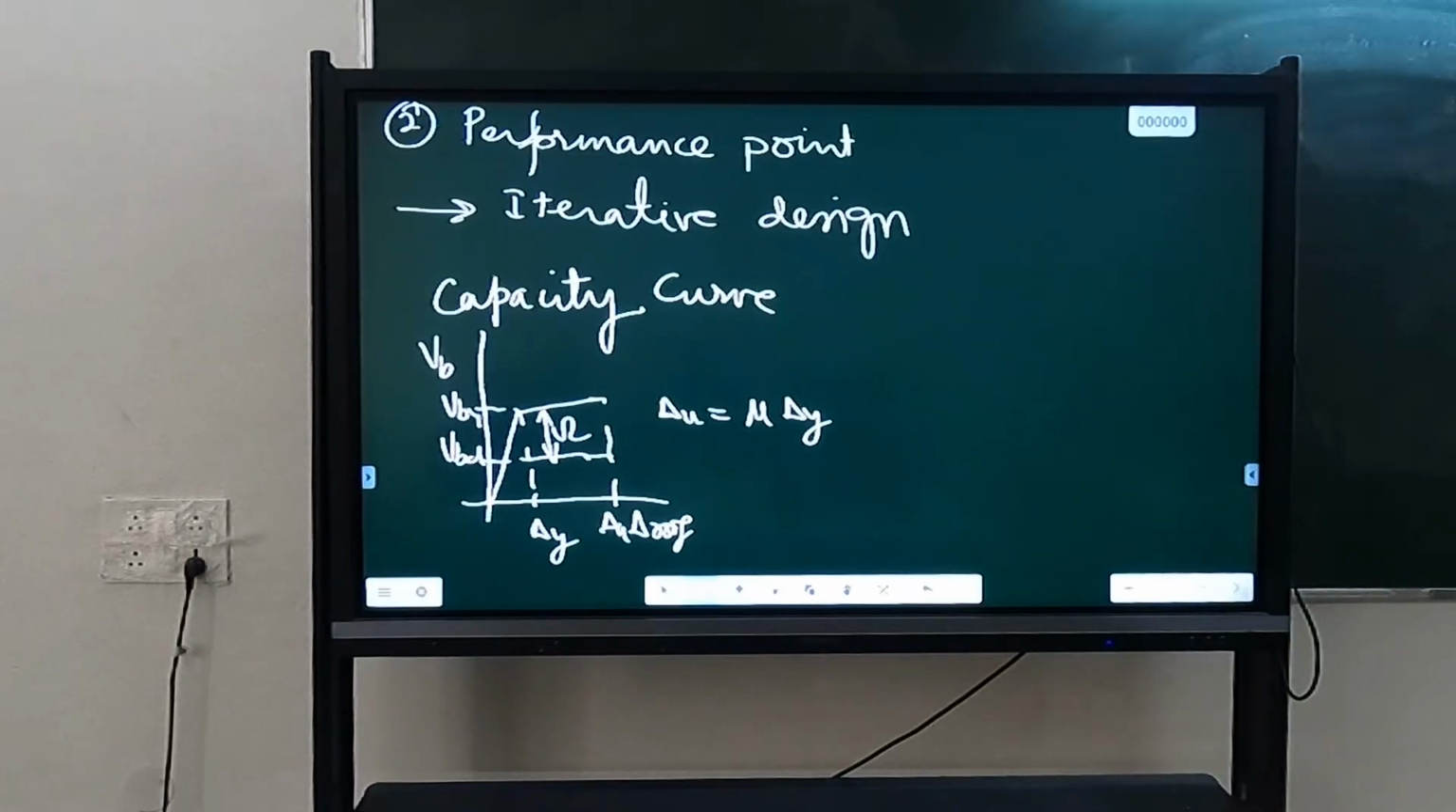Which delta target you will take? 2%, 4%, 8%, what? That will also be decided based on nonlinear analysis, at which target displacement you are getting acceptable performance. So delta target will be decided based on acceptable performance. Delta y will be decided from the nonlinear analysis. So you will require nonlinear analysis. And delta acceptable is based on performance level, whether you want IO, LS or CP.